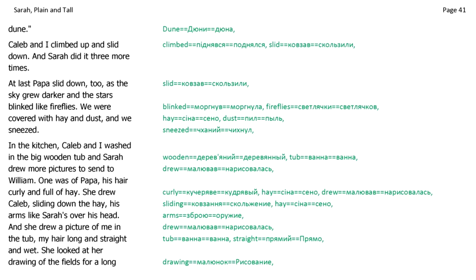Caleb and I climbed up and slid down, and Sara did it three more times. At last Papa slid down too, as the sky grew darker and the stars blinked like fireflies. We were covered with hay and dust, and we sneezed. In the kitchen, Caleb and I washed in the big wooden tub, and Sara drew more pictures to send to William. One was of Papa, his hair curly and full of hay. She drew Caleb sliding down the hay, his arms like Sara's over his head. And she drew a picture of me in the tub, my hair long and straight and wet.